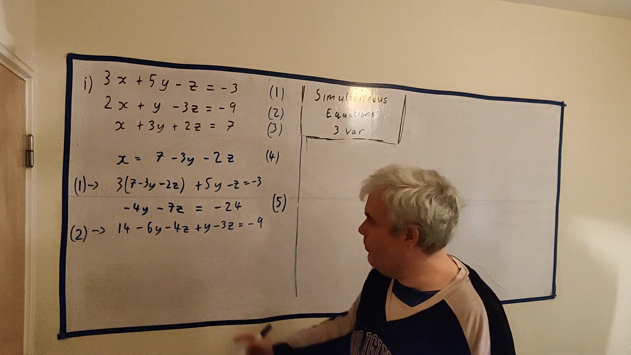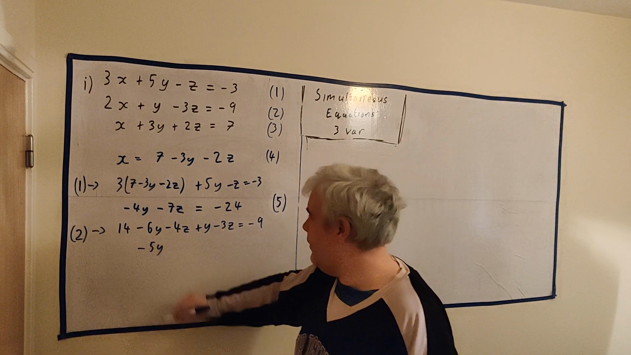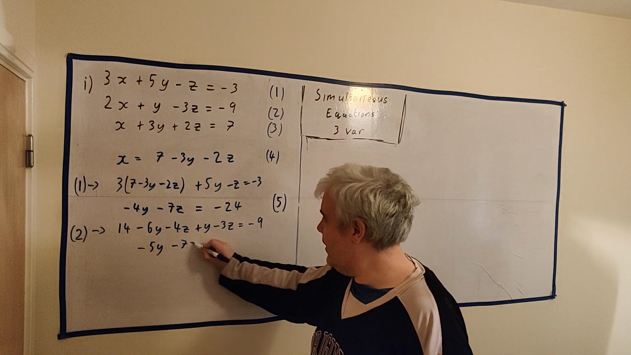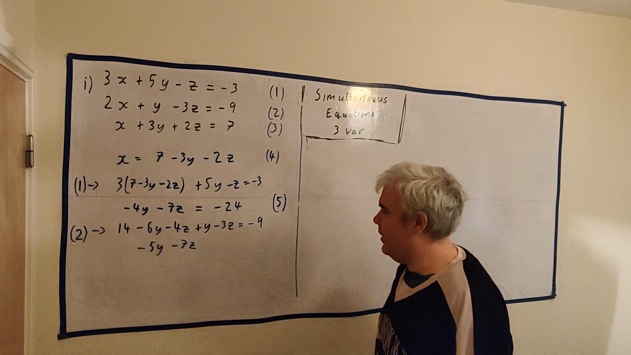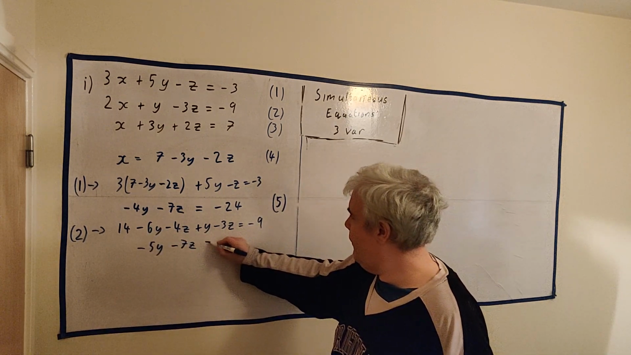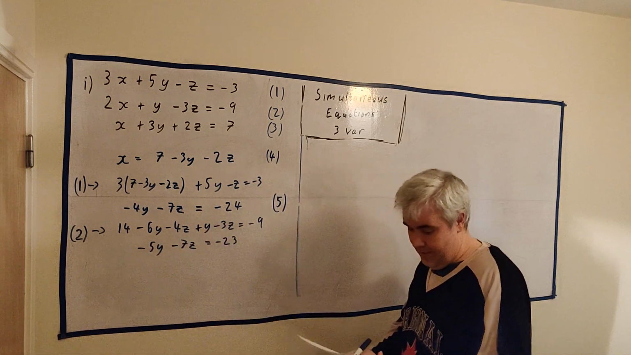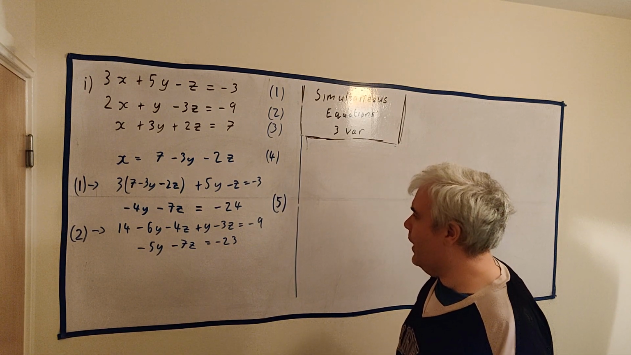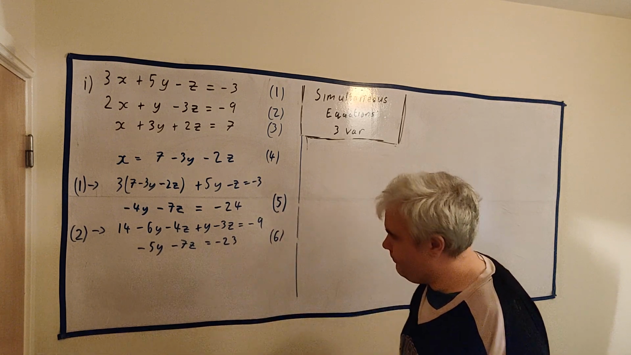Again, let's clean all this up. All the y's together, we get minus 5y. All the z's, we get minus 7z. And the numbers, let's take 14 from both sides. We get minus 23. Oh, lots of minuses in this. Yes, that is what I got on paper as well. We call this equation 6.